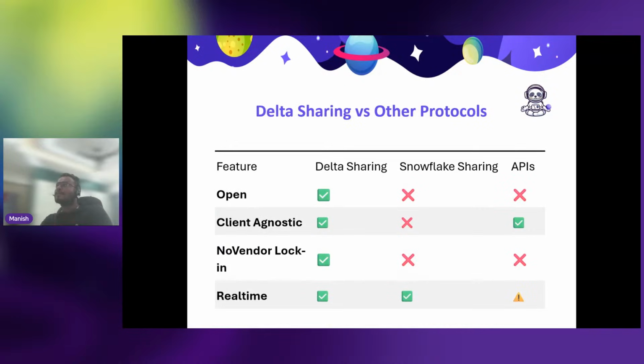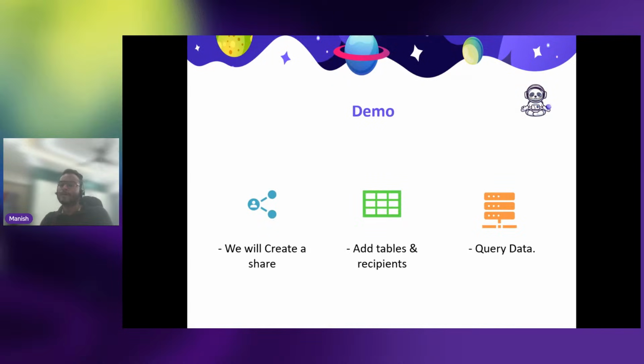Now there are some advantages of Delta Sharing compared to other protocols. Delta Sharing is open, and the second point is that it is independent of the client. Then we don't have any vendor lock-in for Delta Sharing, and the most important point is that it provides data in real time, and we have security that is managed by Unity Catalog. So these are the advantages compared to Snowflake sharing, or if you are sharing the data with the help of an API.